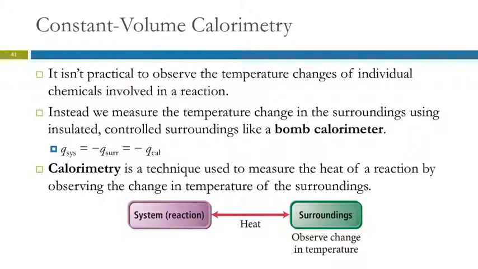It isn't practical to measure the temperatures of individual reactants or products in a reaction, because how do you take the temperature of sodium ions, right? It just really can't be done. So just like with the block of metal in the beaker of water, what we do is we use a controlled surroundings where we can measure the change in temperature conveniently, and we know that the heat absorbed by that controlled surrounding is going to be equal to the heat lost by the reaction that's occurring. And one way of controlling those surroundings is using what's called a bomb calorimeter.